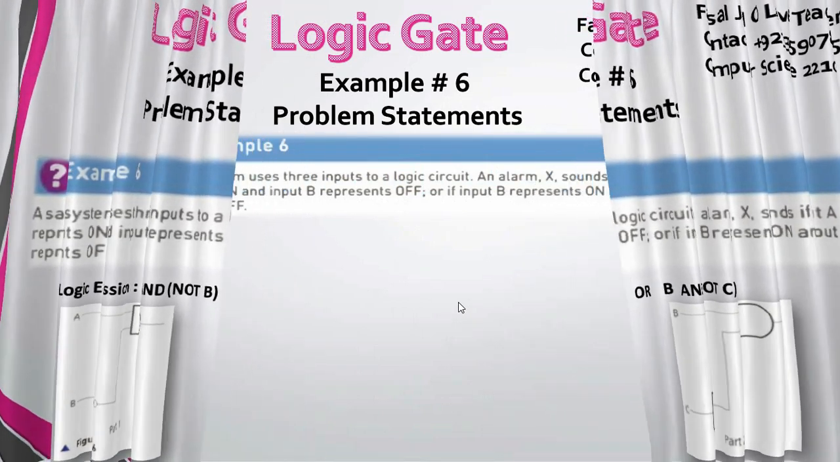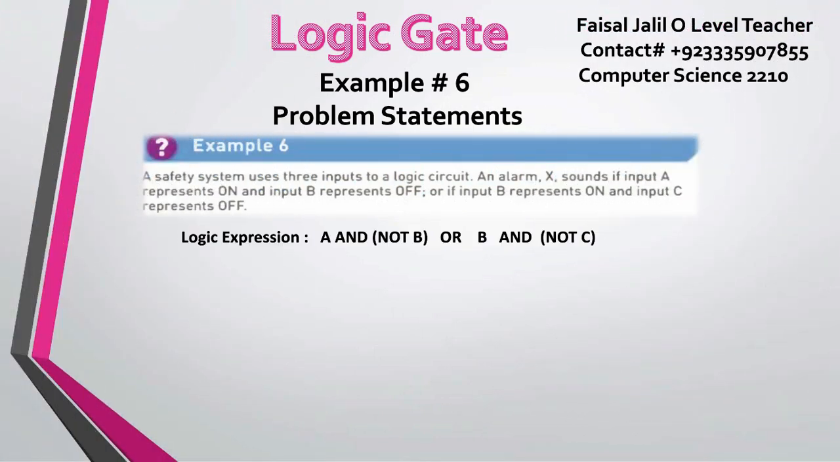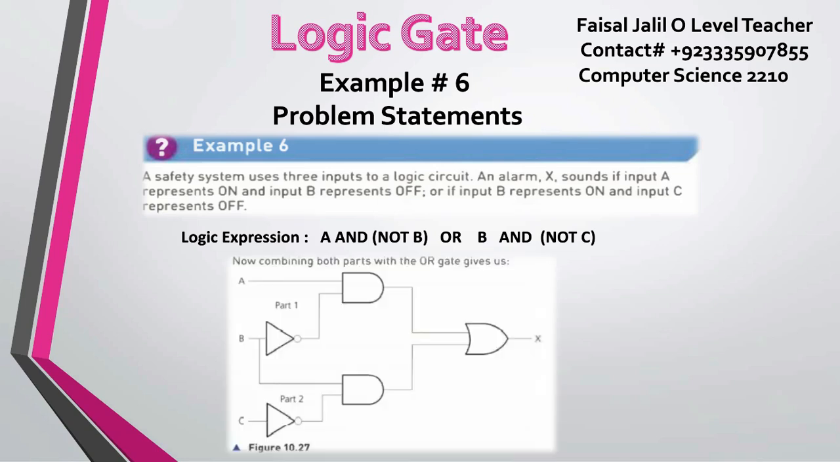So here we have the final logic circuit of this problem statement. This is our logic expression and this is our final version of the logic gate. Here is part 1, join the OR gate, and part B, join over here like that, and here is your final outcome.